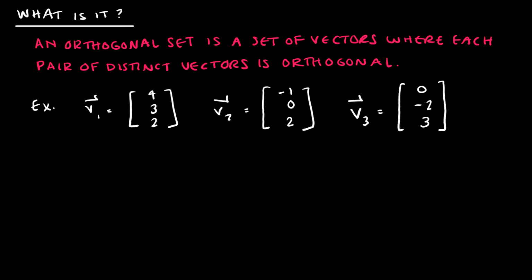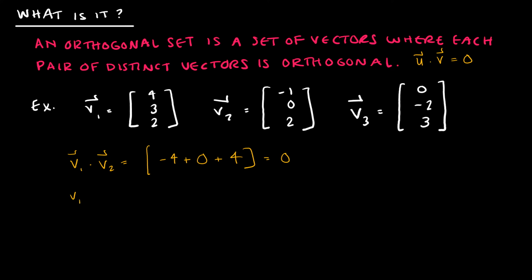Now, if you'll recall from our last video, we said if the inner product of two vectors is equal to 0, then they were orthogonal. And so that's what we're going to do: we just have to check each pair of vectors. So in this case, for my example, I will take the inner product of v1 and v2, and that gives me 4 times -1, so -4, plus 3 times 0, plus 2 times 2, and that gives me 0. Because that's 0, so far so good.